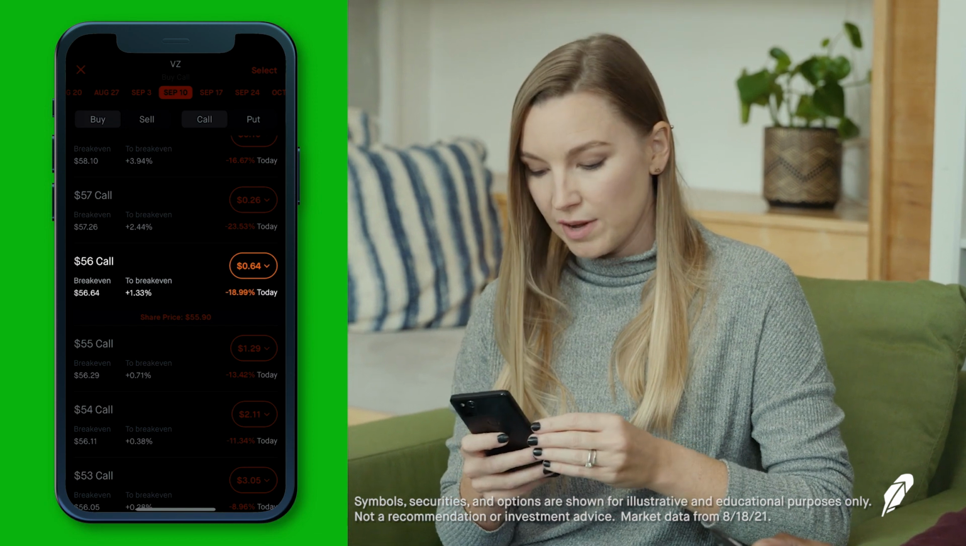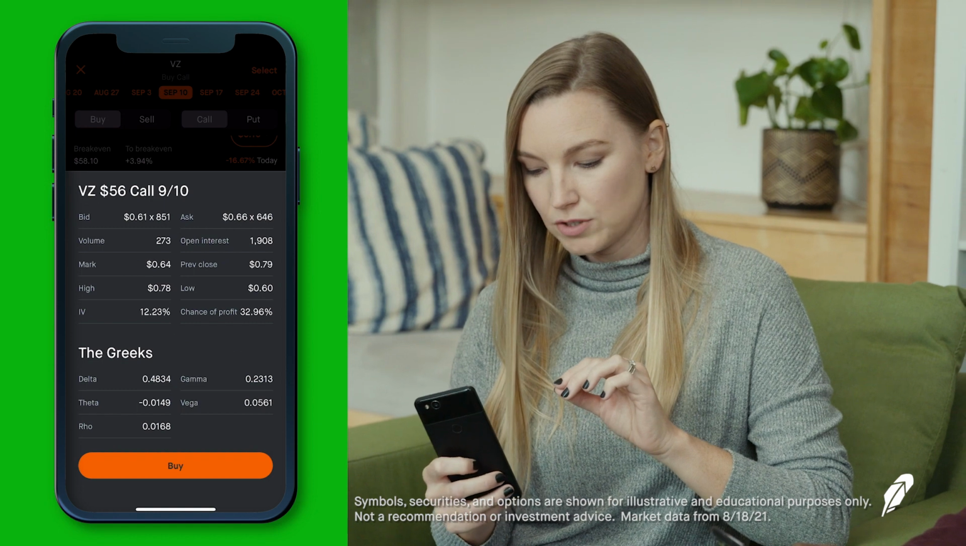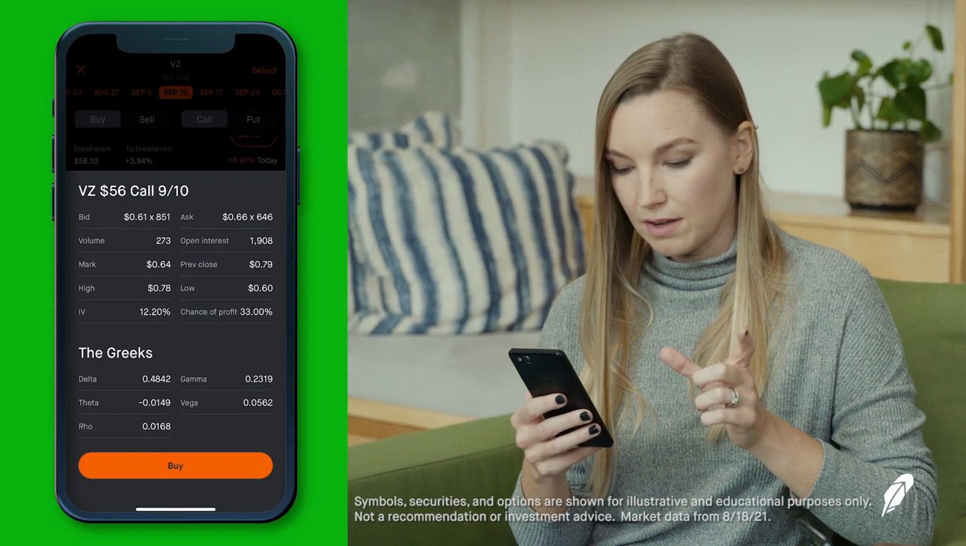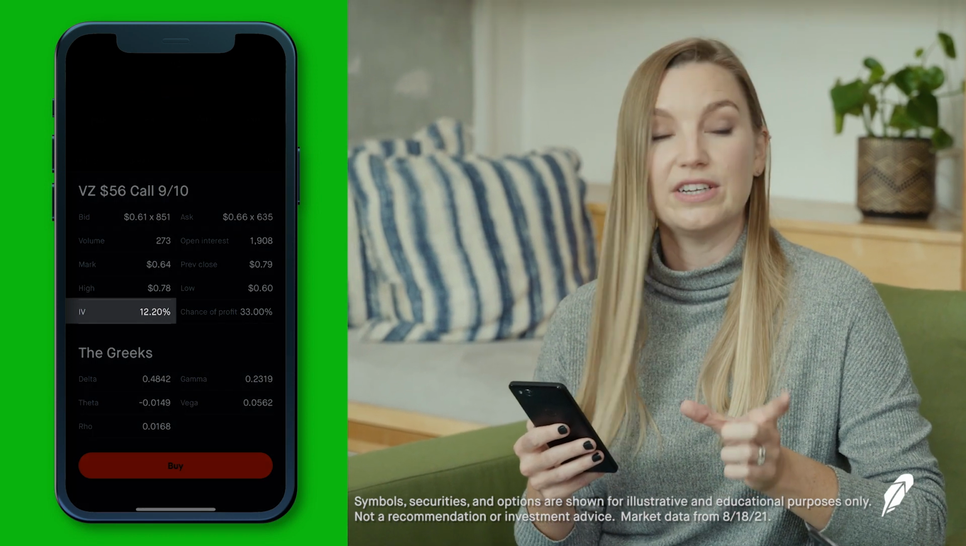Okay. So let's go ahead and tap on that premium and it should pop you up to the stats page for that contract. So let's solely look at the implied volatility percentage. So for this particular one, the implied volatility is at 12.2%. So why don't you go ahead and jot down the implied volatility for this contract?